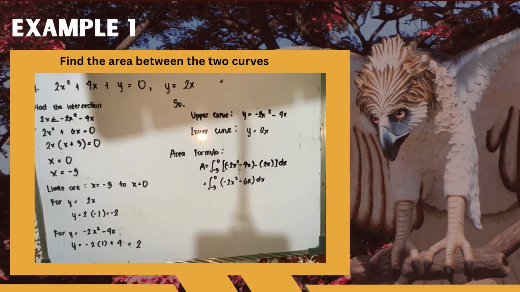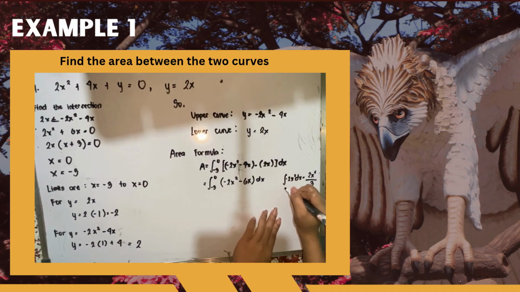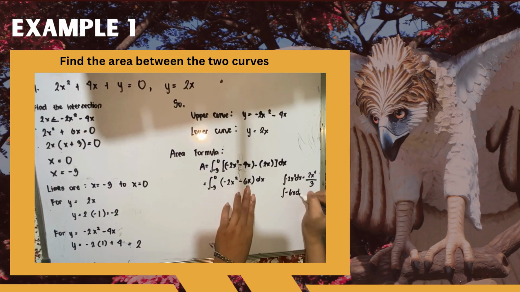So we have to integrate negative 2x squared minus 6x. The integral of negative 2x squared dx is negative 2x cubed all over 3, and the integral of negative 6x dx is negative 3x squared. So now we have negative 2x cubed all over 3 minus 3x squared, integrated from negative 3 to 0.